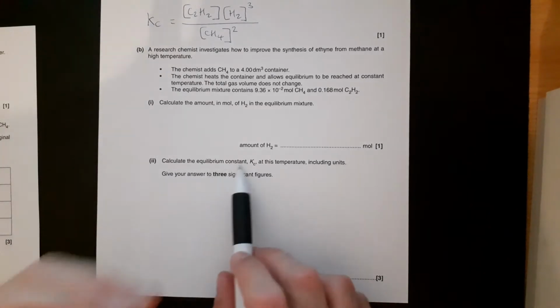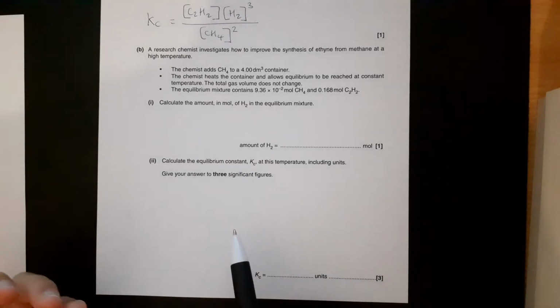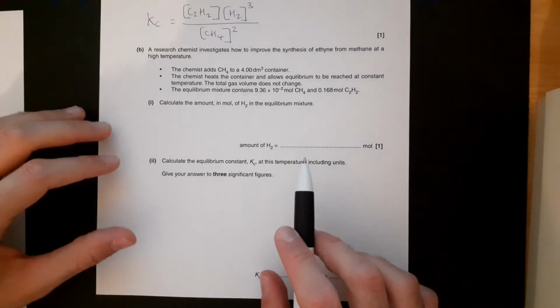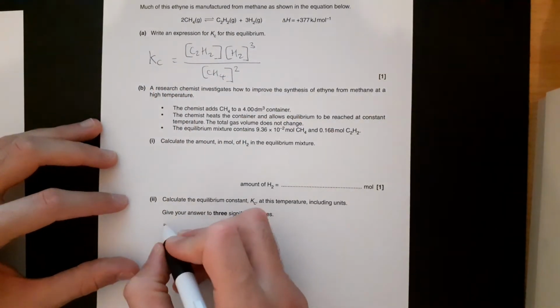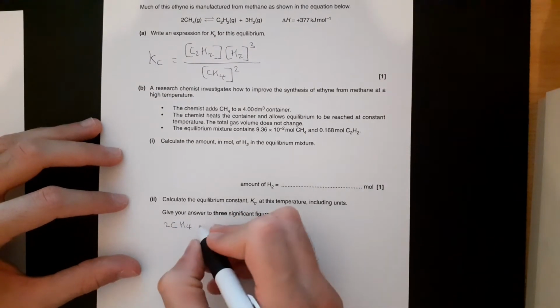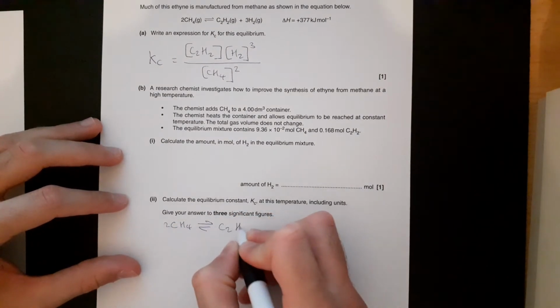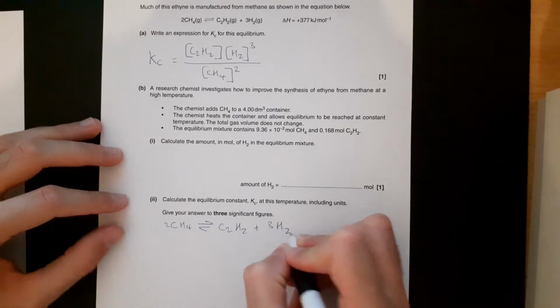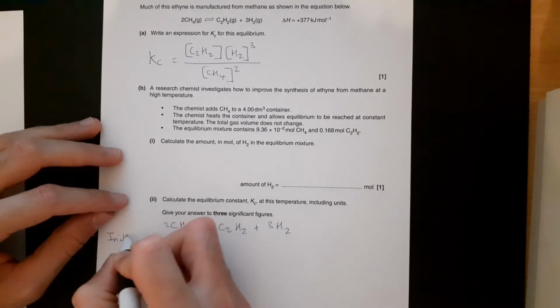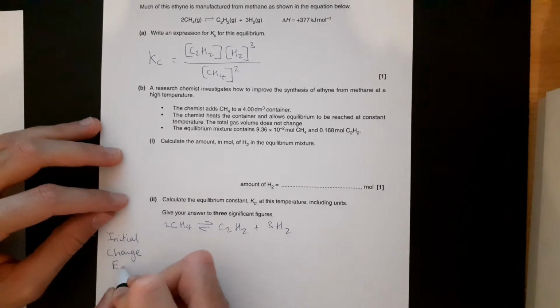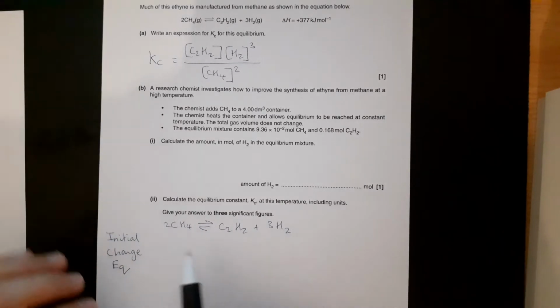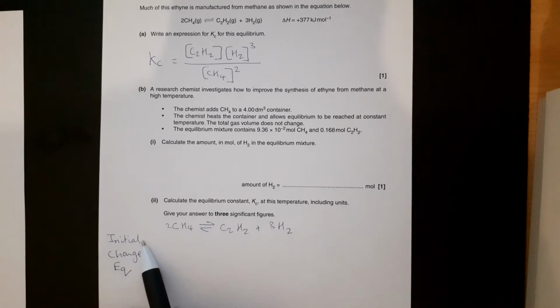I know when I get that type of question, I'm going to draw my ice table. So that's what we're going to do. Let's just get our reaction here. I'll write this across the top. And we're going to start making up this table again.